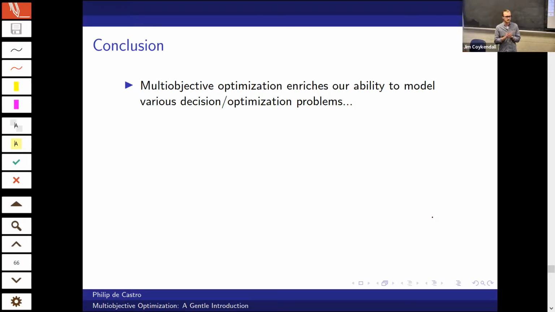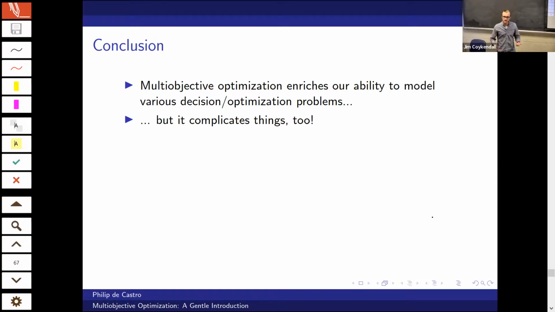But in conclusion, multi-objective optimization, right? One of the great things that it does is really enrich our ability to model different problems. Rather than only thinking about, well, I can only minimize my costs, you can also minimize cost and waste at the same time, or you can maximize revenue while minimizing costs at the same time. Right? You don't have to think of these things exclusively. So it really helps us to model these decision problems.